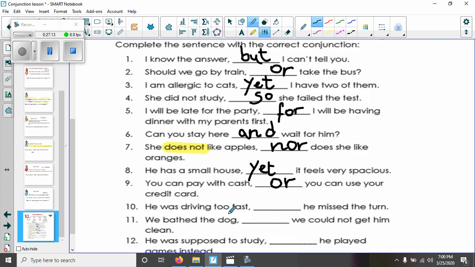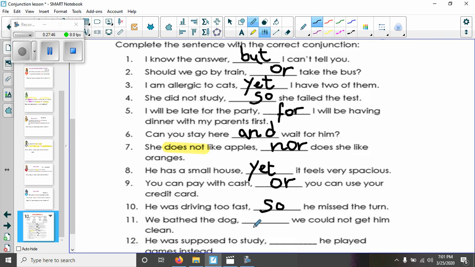He was driving too fast. Do you know the answer? He was driving too fast. So he missed the... What happened when he drove so fast? He missed a turn. That's the result.